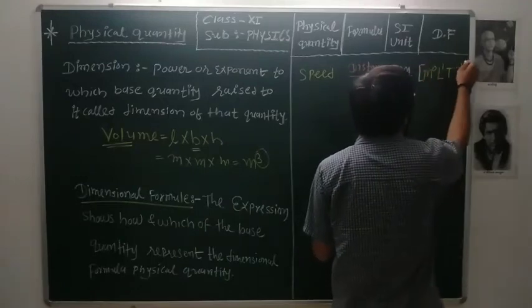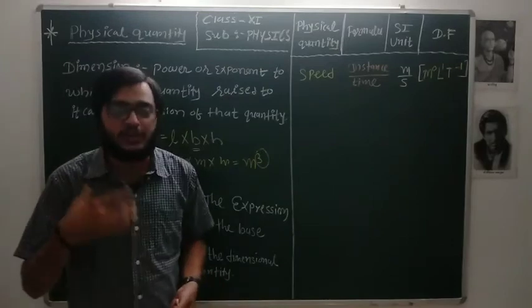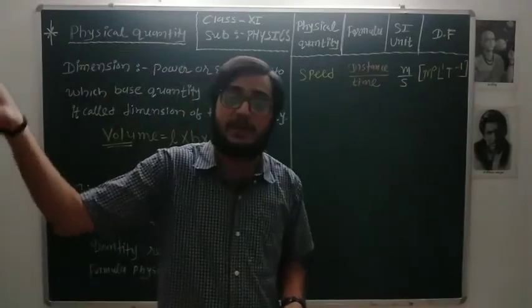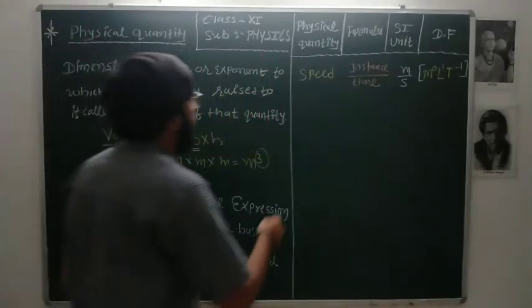In brackets we can write it. Now we need to define another physical quantity, that is a derived physical quantity from the fundamental physical quantities. The next physical quantity is acceleration.